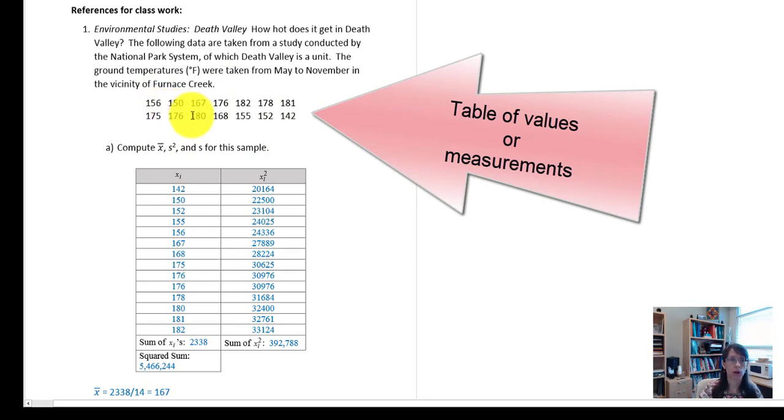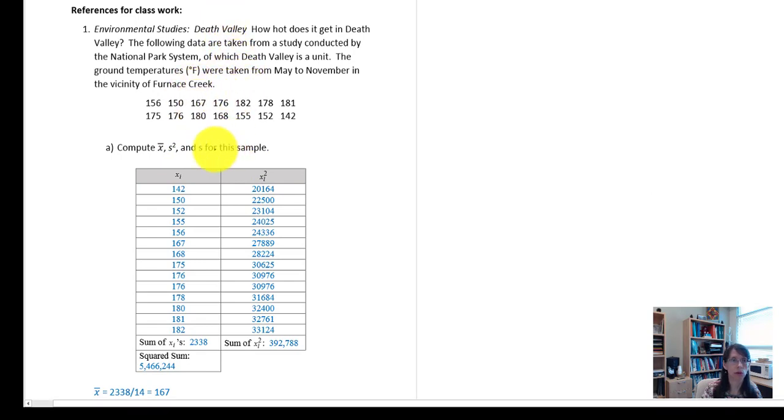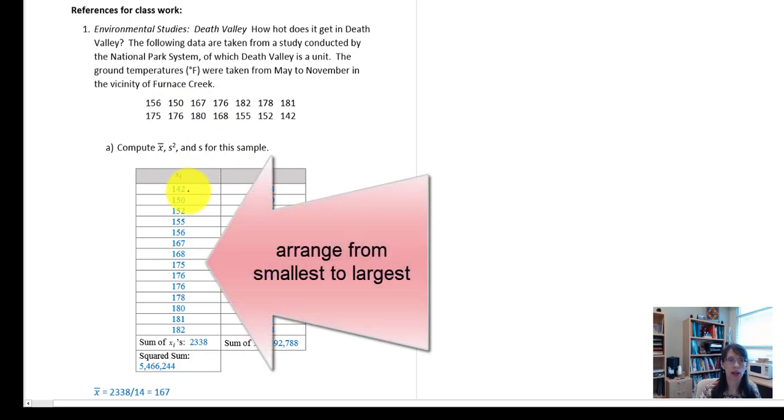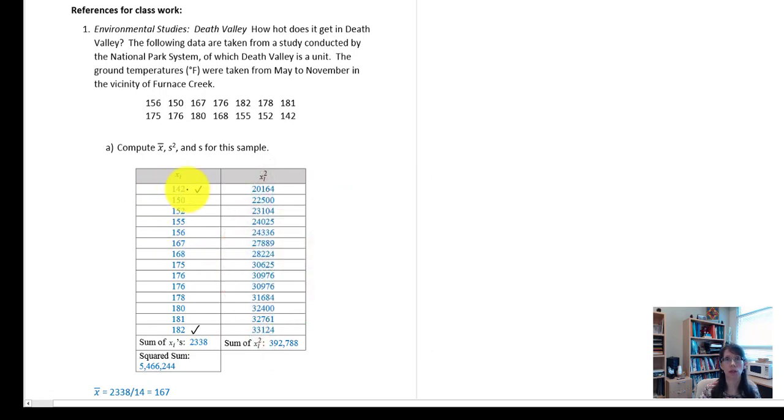These are in no particular order, but as you notice in the table, I'm going to put these values in numerical order from smallest to largest. So 142 was our smallest data value, and 182 is the largest measurement. In other words, 142 is the coolest temperature, which doesn't seem very cool on the Fahrenheit scale, and 182 is our hottest temperature on the Fahrenheit scale. So we have a table of all of our x values compiled. When we add those x values, that is the sum of x.